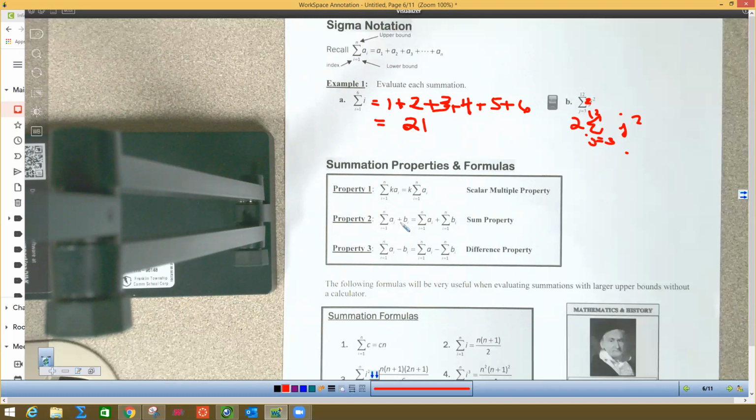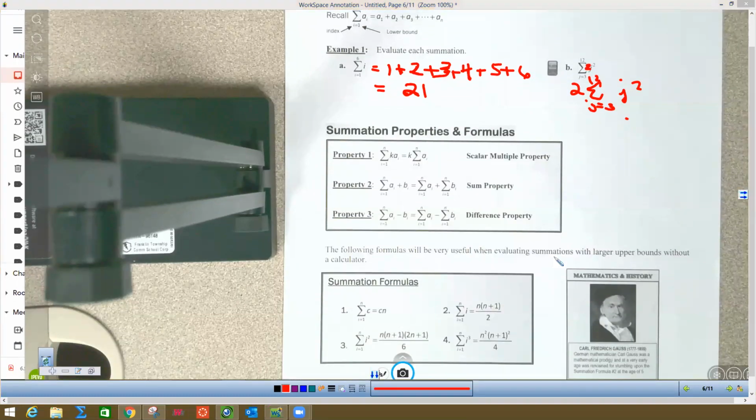Another property is if you've got a sum or difference in here, this is a difference, you can break this up into two different summation problems. You do the summation of the first thing plus the summation of the second. If you've got a minus, you can have this first thing minus the summation of the second thing. So these are just properties of how you can change some summation problems to make them easier to do.